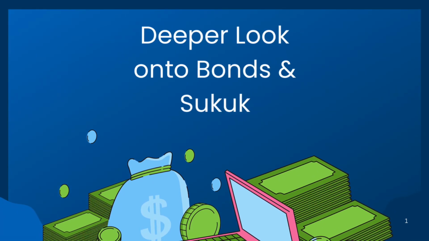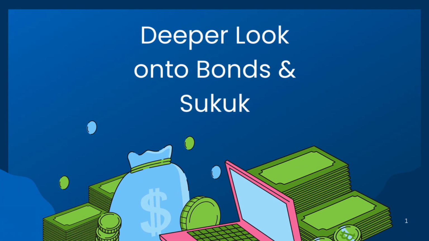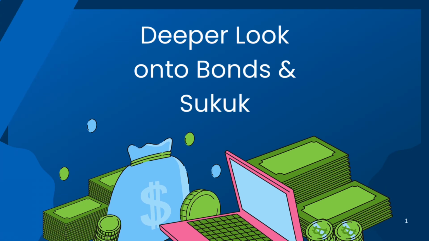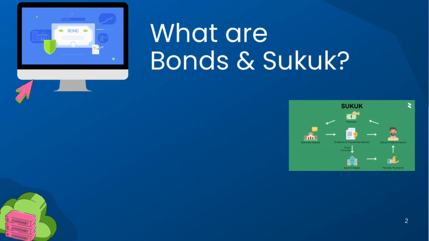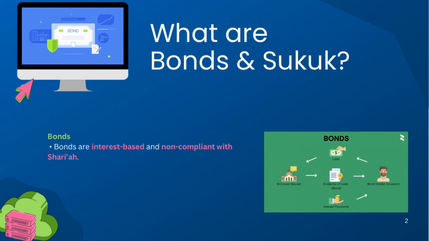Let's take a deeper look into the meaning of bonds and sukuk. So firstly, what are bonds and sukuk? Sukuk is an Islamic financial instrument that is similar to a bond, but operates under different principles. While bonds are interest-based debt instruments, sukuk is an asset-based investment instrument that complies with Islamic law or Sharia.